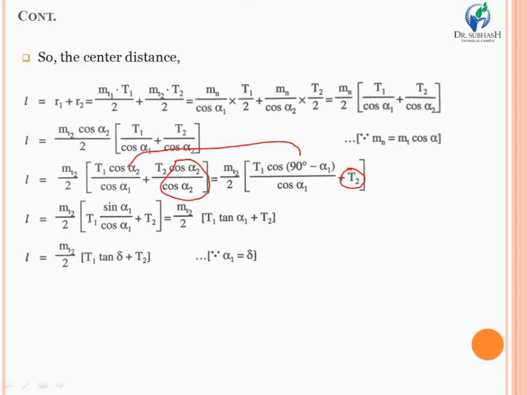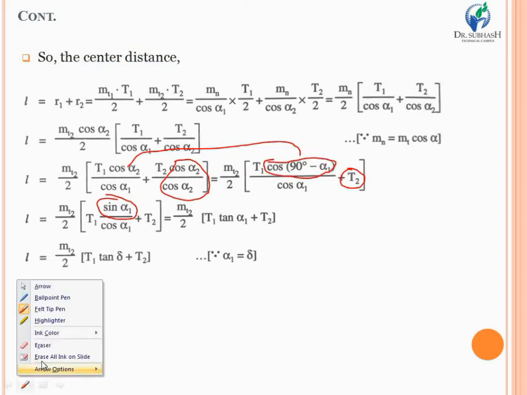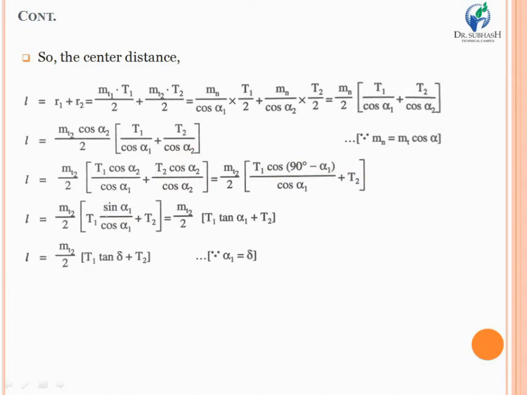Now MT2 upon 2 bracket T1 sin alpha 1 upon cos alpha 1 plus T2, because cos 90 minus alpha 1 is equal to sin alpha 1, so this term is replaced with sin alpha 1. With further simplification, MT2 upon 2, T1 remains T1, whereas sin upon cos alpha 1 will be equal to tan alpha 1, plus T2. And of course, we know that the angle alpha is always equal to the angle delta, so alpha 1 is replaced by delta. So ultimately, your equation for the center distance between worm and worm wheel becomes small r equal to MT2 upon 2 bracket T1 tan delta plus T2. This is the relation through which you can find the specific center distance between worm and worm wheel.